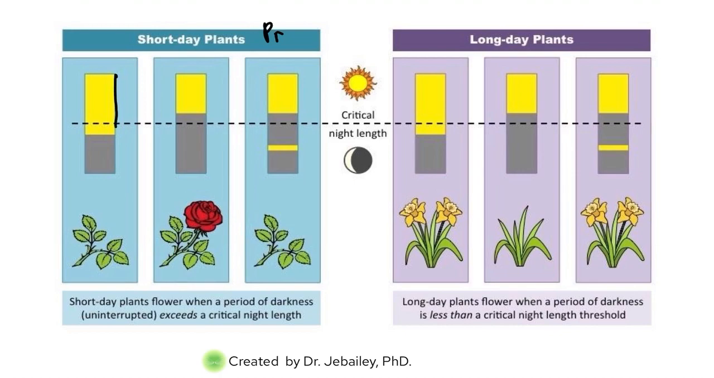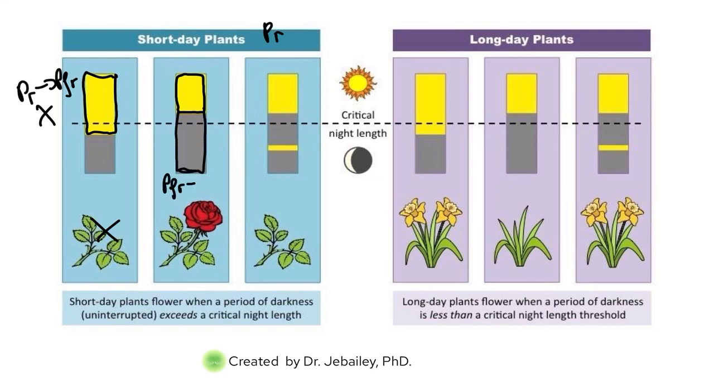See, in a long day like this, what happens? You end up turning a lot of the PR into PFR, which is a no-no, so no flower. Here, the short day, right? And then you have a long night. That was great. Why? Because in the long night, you turn the PFR to PR, and great, so you do flower. Here, you do have a short day. However, in the middle of the night, you stop the conversion of PFR to PR for a while. And what happens? That means you end up having less PR, and that means no flower will happen.